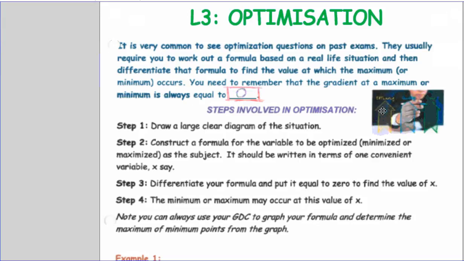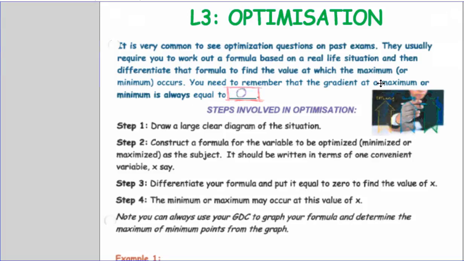You need to remember that the gradient at a maximum or minimum is always equal to 0. That's something you might want to note when we're doing optimization. The gradient at a turning point, at a maximum, like say in a quadratic for example, the maximum point, the gradient at the turning point is 0. Minimum, the gradient at this little turning point is equal to 0. That's really important to remember.